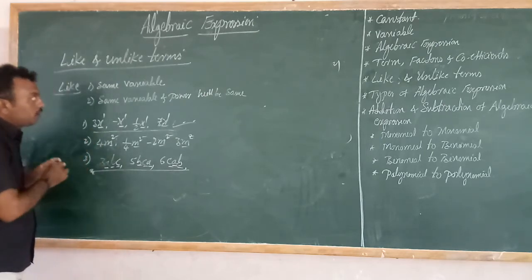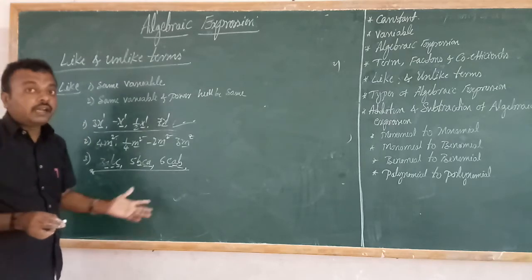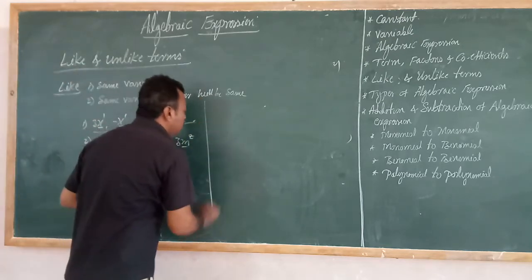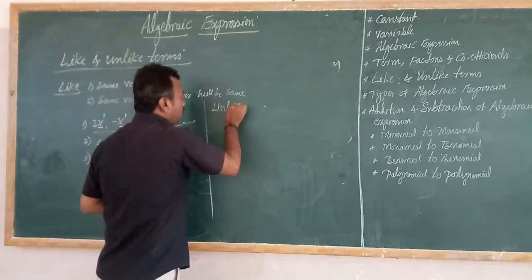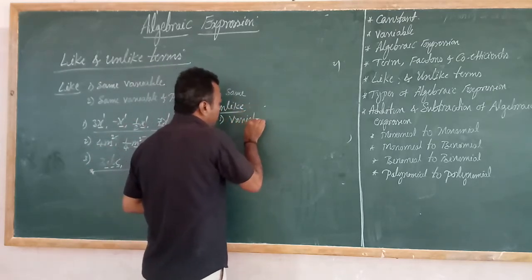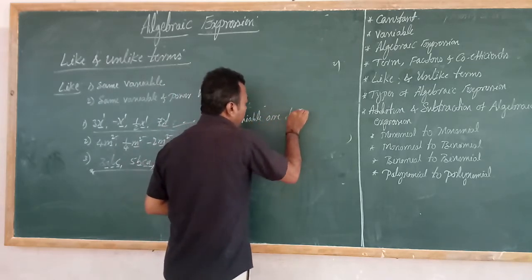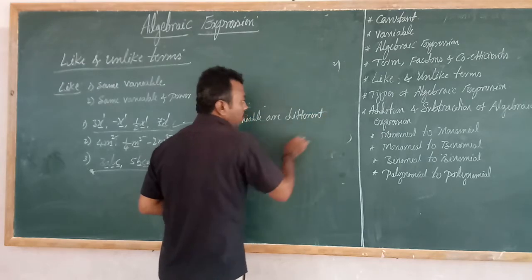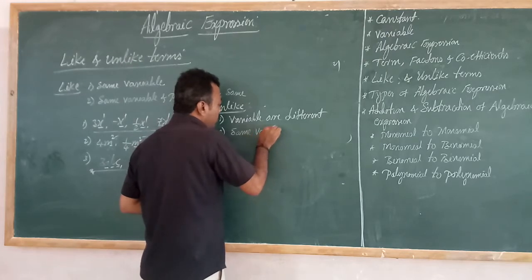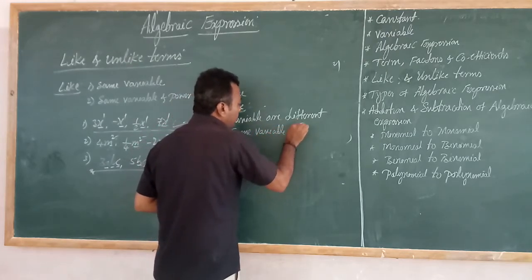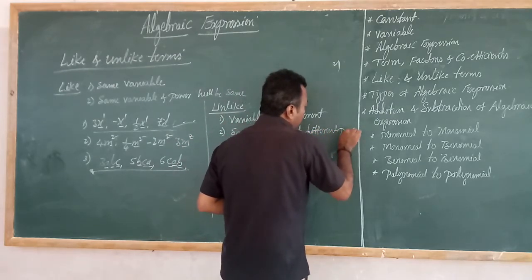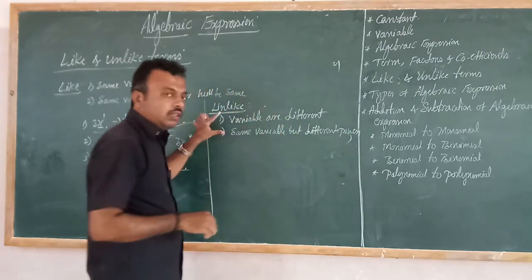Okay. So very simple, students. Like terms means they have the same variable and the power should be the same. Then it is called like terms. So unlike terms, if I say, very simple: the variables are different, or the same variable but different powers.